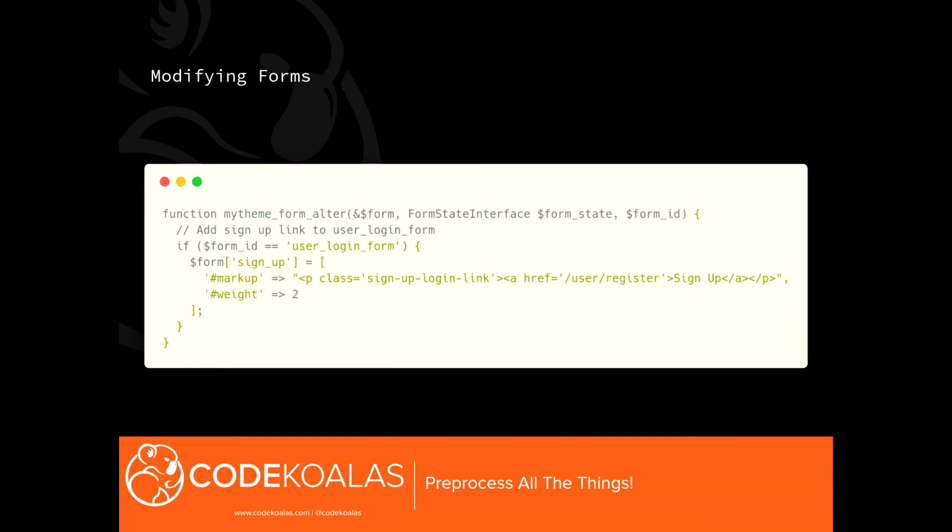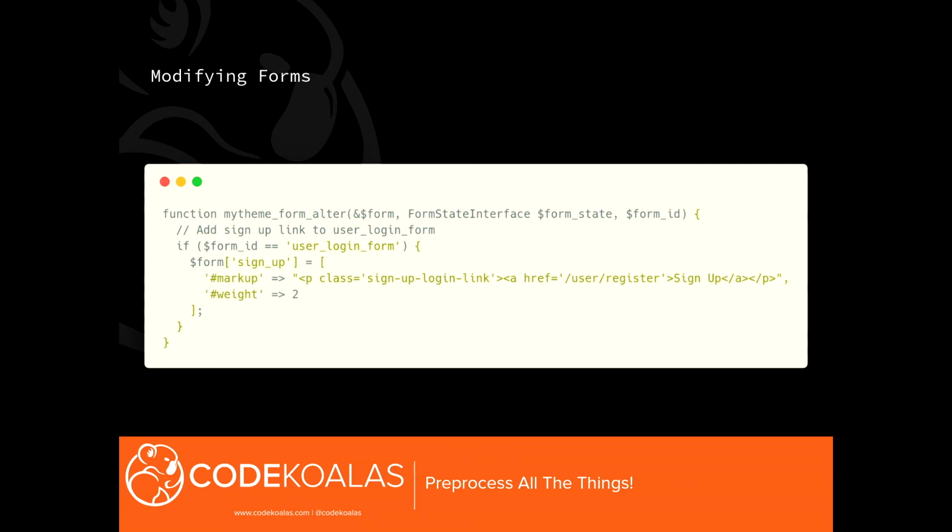So what a form alter looks like, you have form, form state, and form ID in your mytheme_form_alter. There's also mytheme_form_hook_alter as a function. Instead of using if form ID, you could use mytheme_form_user_login_form_alter instead of having a bunch of if checks inside your function.